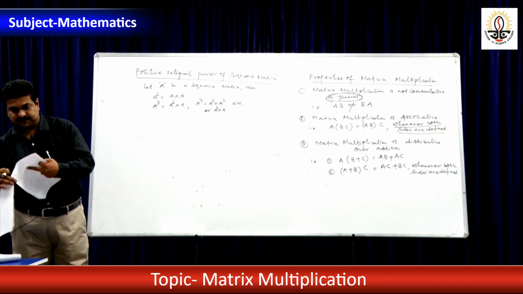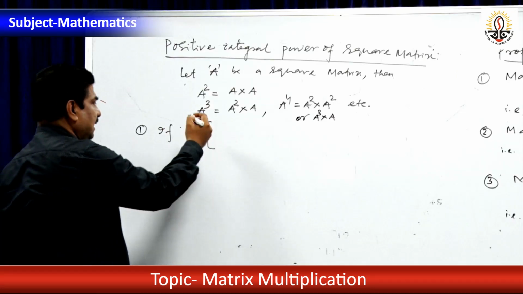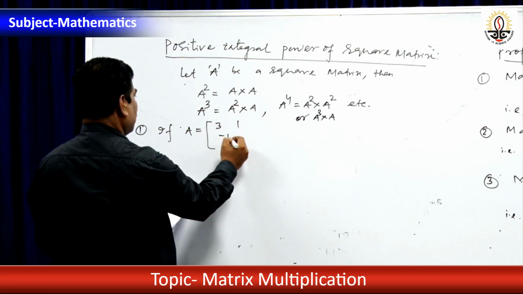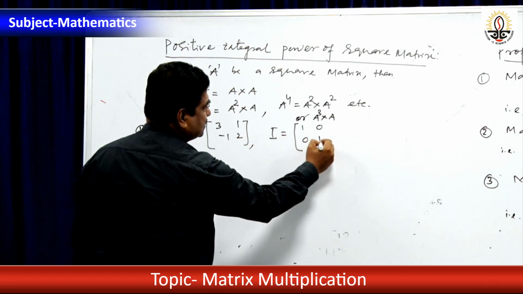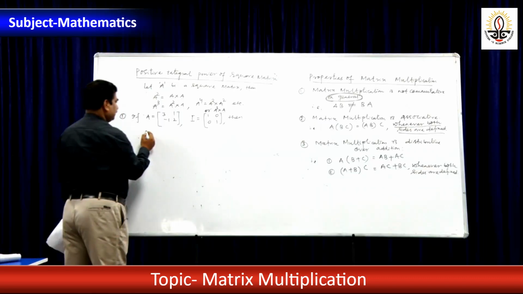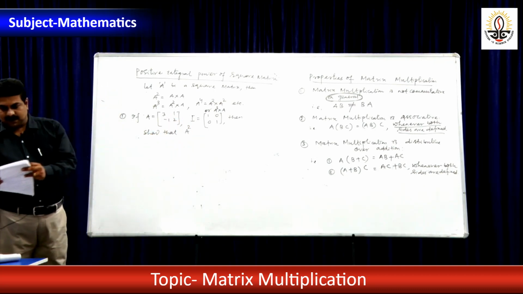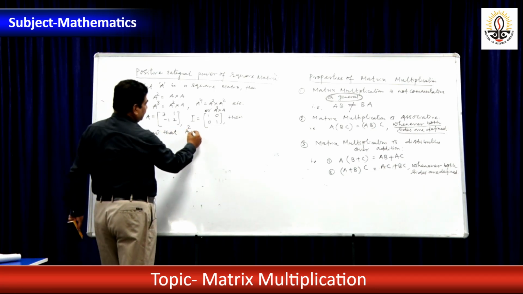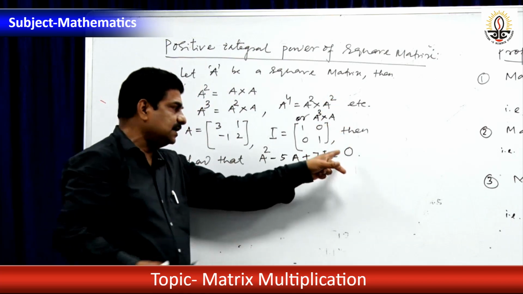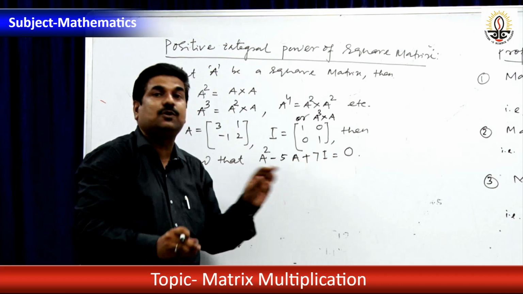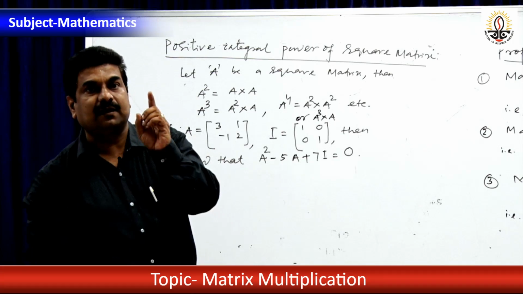Right, that question is: if A is equal to [[3, 1], [-1, 2]] and I is the identity or unit matrix [[1, 0], [0, 1]], then show that or prove that A square minus 5A plus 7I is equal to the null matrix. Here, the 0 is not a numerical 0, and that 0 is the null matrix.